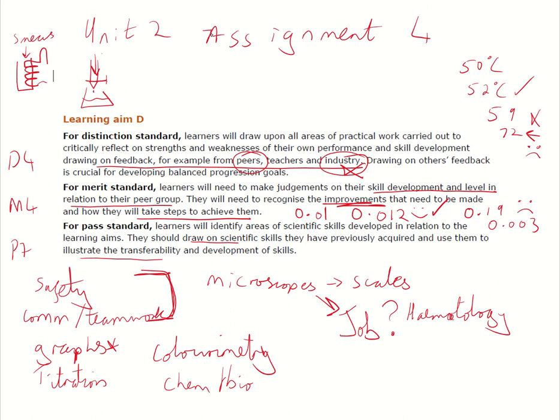Then you can more or less link the merit and distinction bits in together by saying, my peer said I was awesome at teamwork because I always followed the instructions and I gave good, clear statements on what equipment they needed to get, what I was going to get. The practical flowed smoothly. We had no issues.